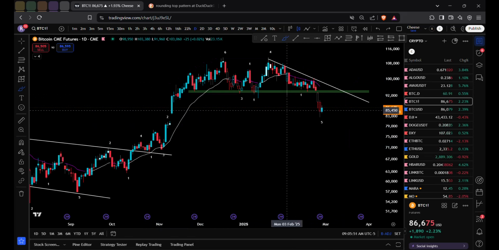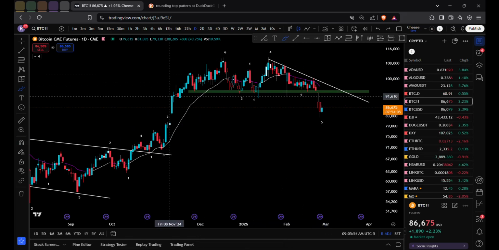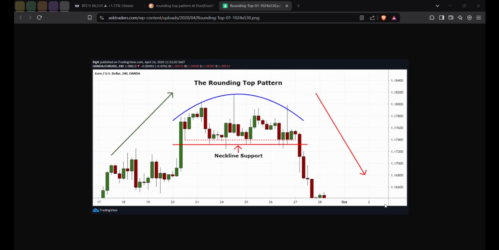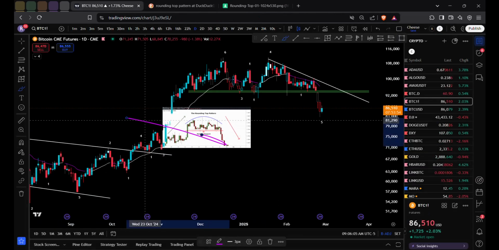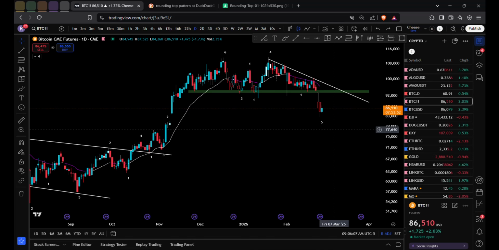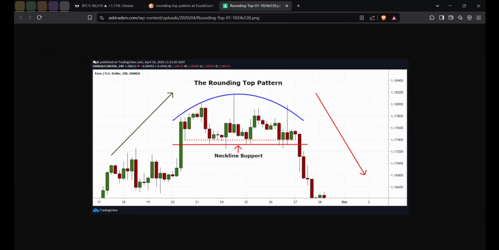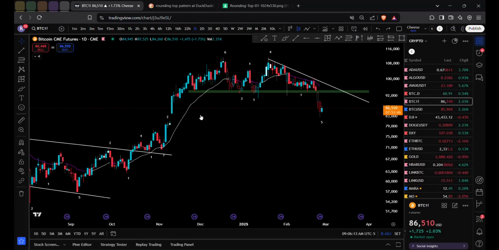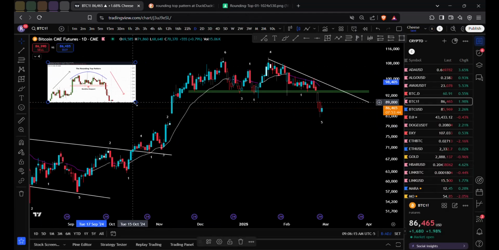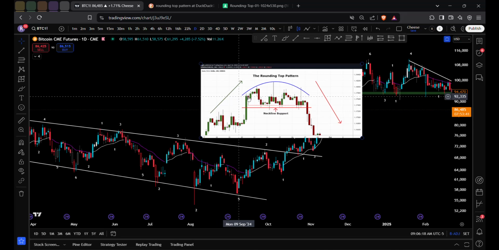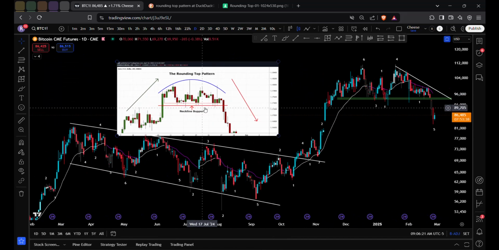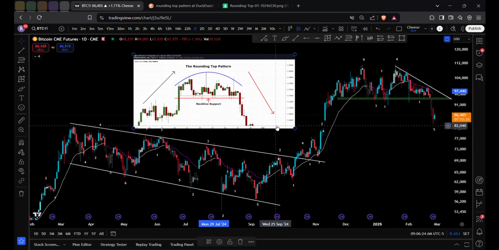Once again, you have to speculate what happens after the move, because then you need to prepare for what could happen, right? So here's what a rounding top looks like. I will show you a side-by-side example. I mean, clear as day. Bang. Lined up the neckline and everything. So neckline, rounding top, arm up. This is a continuation to the downside.